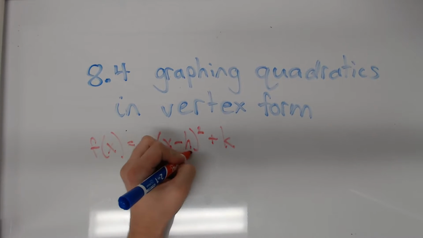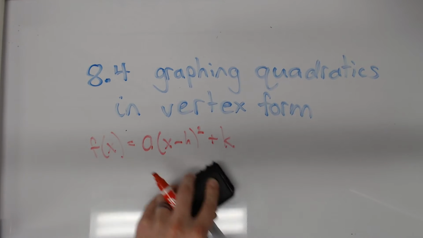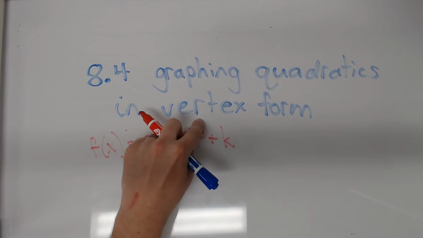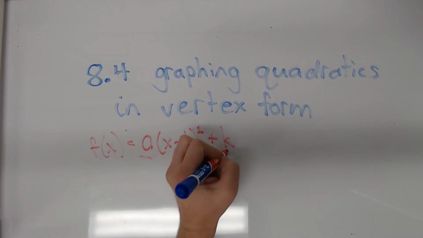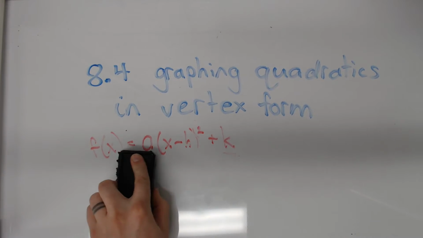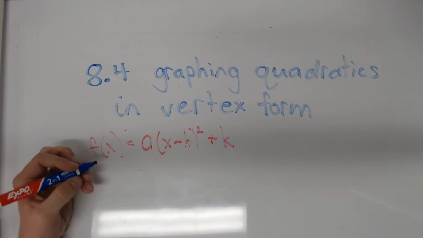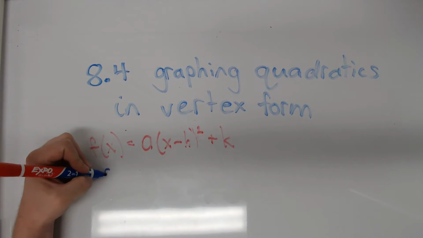If we were to follow order of operations, I would subtract by h, then I would square, then I would multiply by the a value, then I would add k at the end. So if I'm following order of operations, that's the order things happen in if I ever want to plug in a value. All right, but then the a, h, and k do specific things.